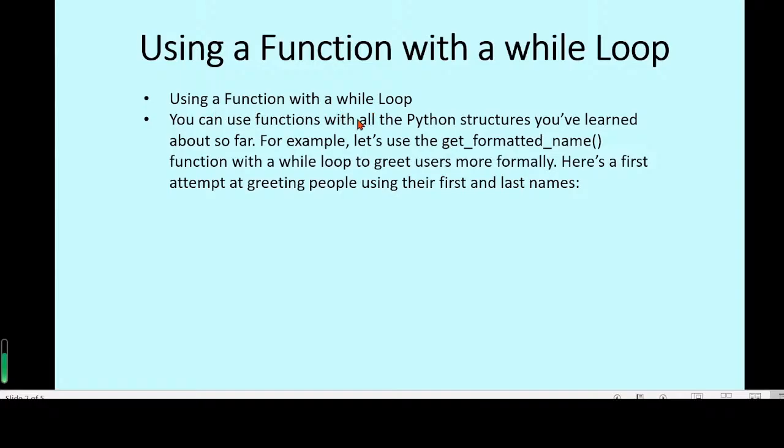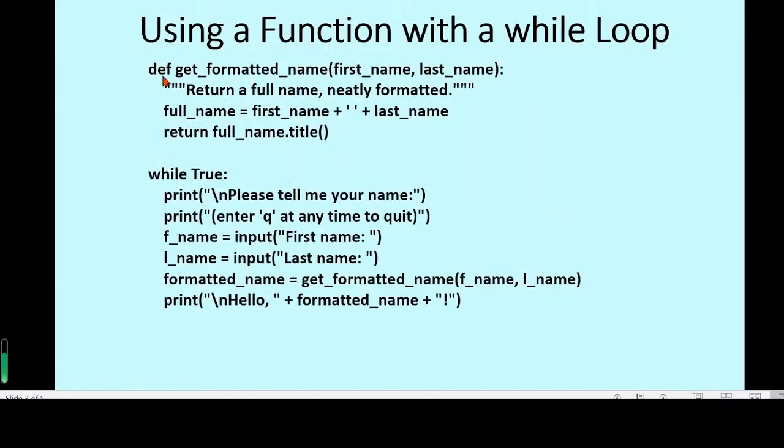Using a function with a while loop, you can use functions with all the Python structures you have learned about so far. For example, let's use the getFormattedName function with a while loop to greet users more formally. It is the first attempt at greeting people using their first and last names. So you can define a function with 2 parameters, first name and last name. Then inside the function, create a variable called full name with the concatenation of first name, space, and the last name. Then return this full name in title form.